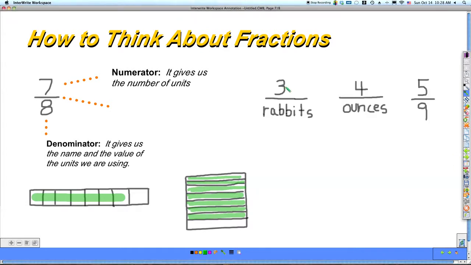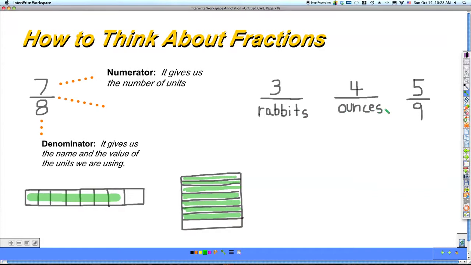You can think of it almost like writing amounts. If I have 3 rabbits, I could say that I have 3, that's the unit, or that's the number. Rabbits, what is it that I have 3 of? I have 3 rabbits. 4, I have 4 what? I have 4 ounces. 5, I have 5 what? I have 5 ninths. So that top number is just the amount. The bottom number is how many, or what are the things that we have 3 of, 4 of, and 5 of.